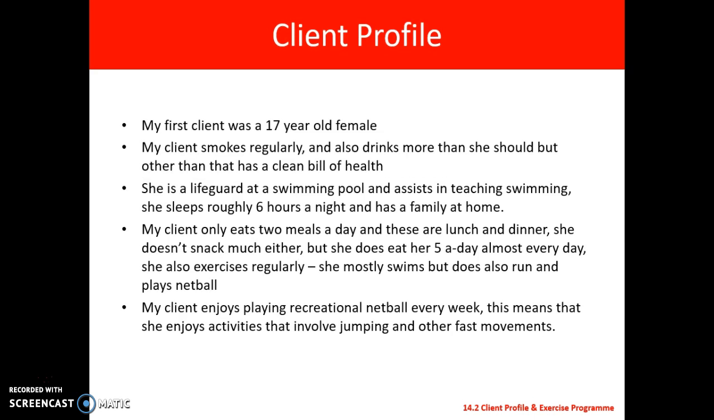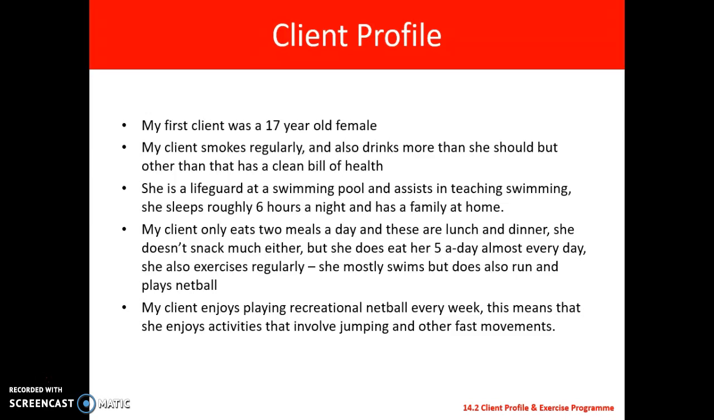Client profile. My first client was a 17-year-old female. My client smokes regularly and also drinks more than she should, but other than that has a clean bill of health. She is a lifeguard at a swimming pool and assists in teaching swimming. She sleeps roughly 6 hours a night and has a family at home. My client only eats 2 meals a day and these are lunch and dinner. She doesn't snack much either, but she does eat her 5 a day almost every day, and this consists of fruit and also fruit juice drinks.